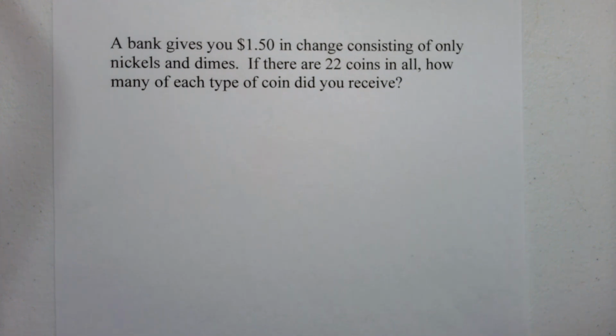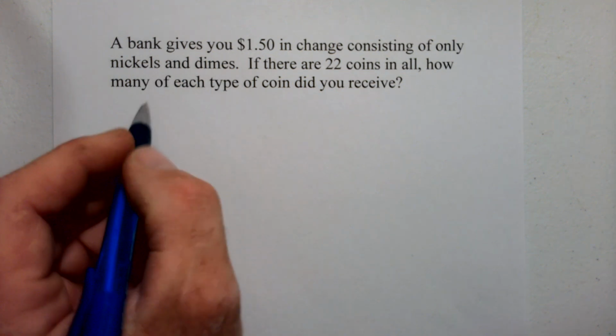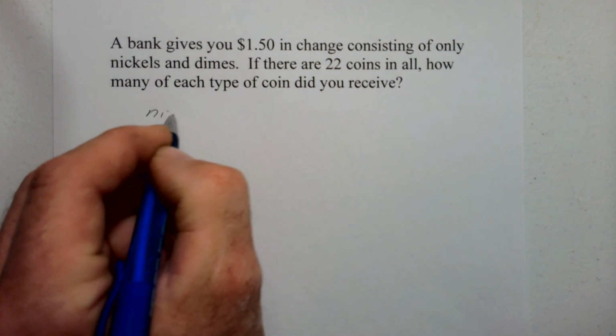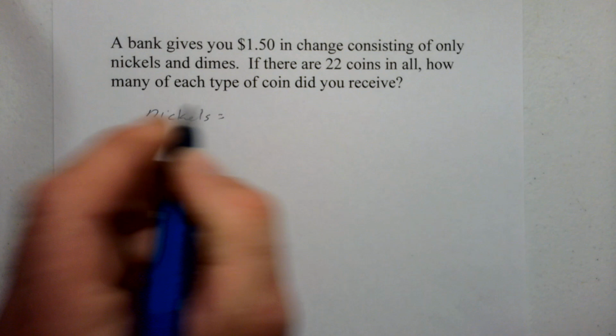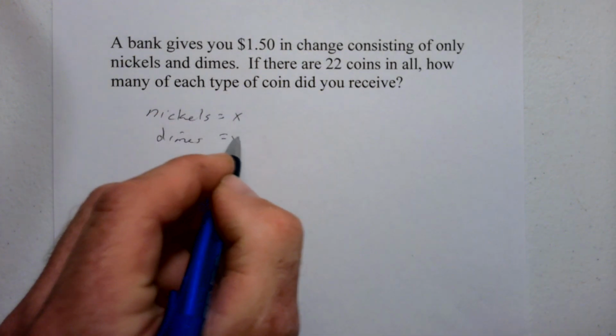They're going to give us $1.50 in change, and it's going to consist of nickels and dimes. If we know that we have 22 coins in all, how many of each type of coin do we receive? So again, we're looking for each type of coin. So we have nickels and we have dimes. To make it a little easier, we're going to go ahead and label our X as nickels and dimes as Y.